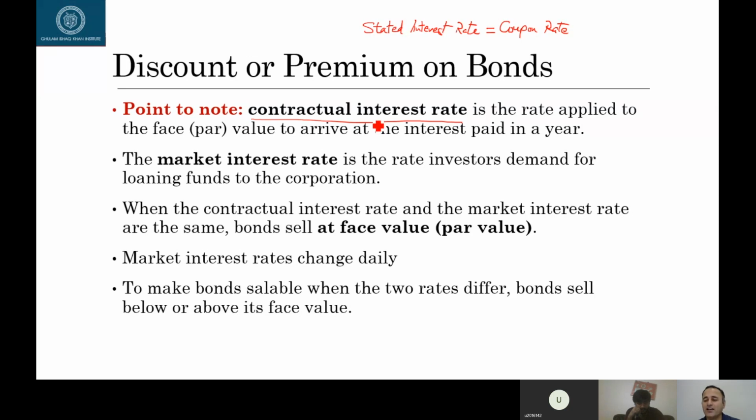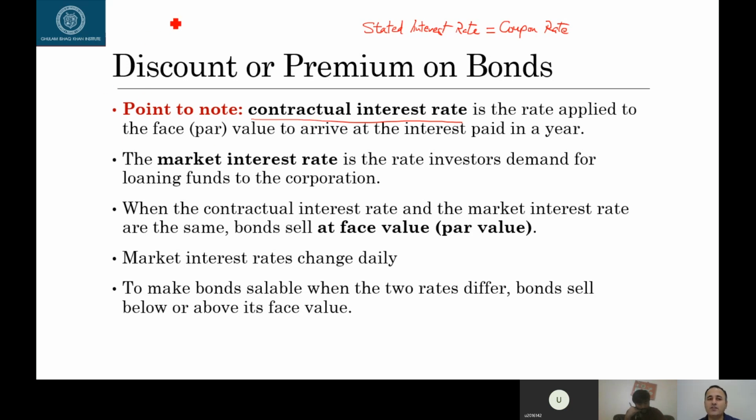On the other hand, if you look at common stock dividends, it's not your contractual obligation. You do not have to pay it. If you make money and the board of directors decide that we will pay our investors some dividends, that's fine. It's their option. But in case of bonds, the coupon rate or the stated interest rate is the contractual obligation of that company. So they have to pay it.